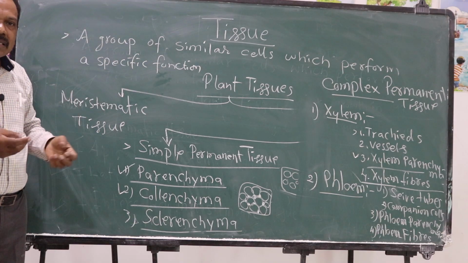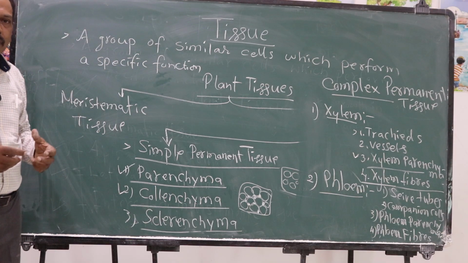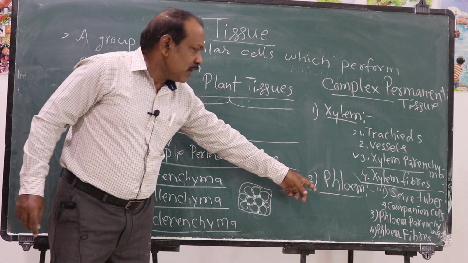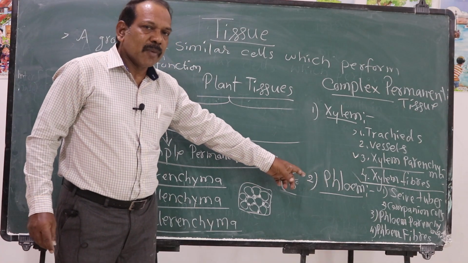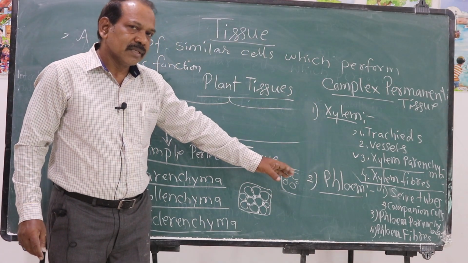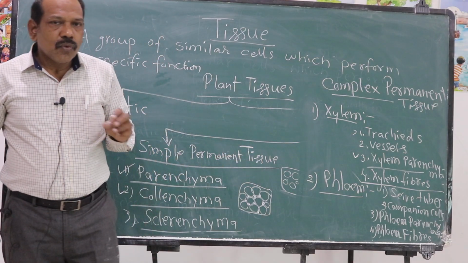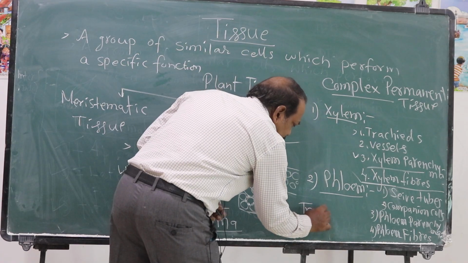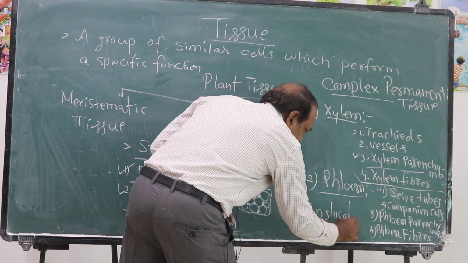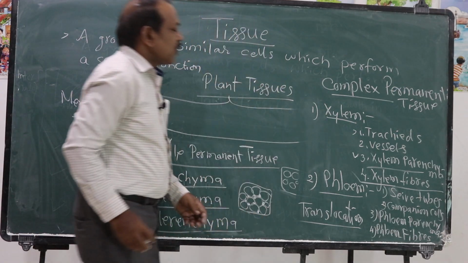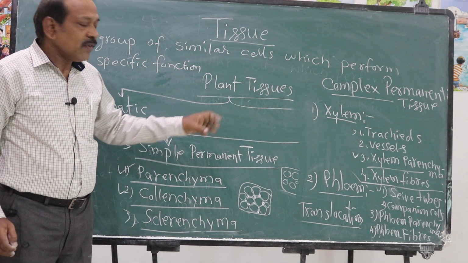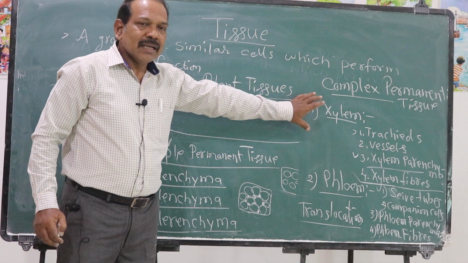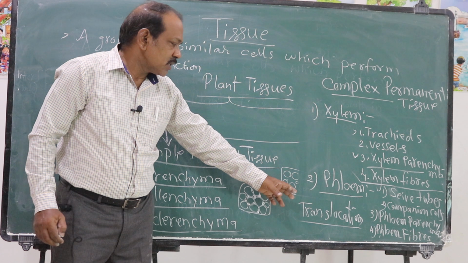So the food which is synthesized by the leaves has to be transported to different parts of the stem, and that function is performed by phloem, the second type of complex permanent tissue or vascular tissue or vascular bundles. Now this transport of food or starch has another name, translocation. Transportation of food or starch by phloem is also called as translocation. Transport of water and minerals is by xylem. Transport of food or starch is by phloem.